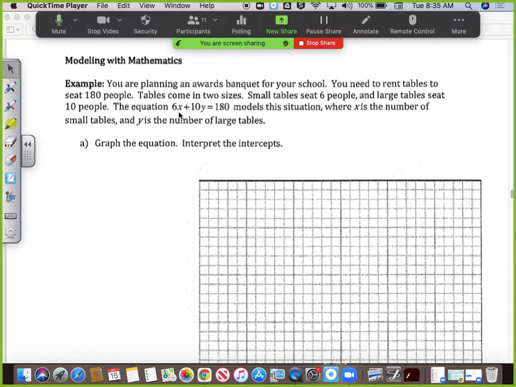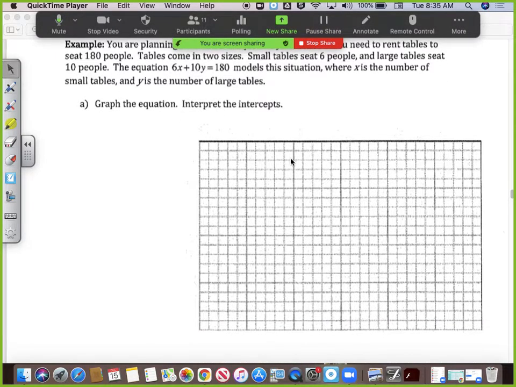The equation 6x plus 10y equals 180 models this situation where x is the number of small tables and y is the number of large tables. So they want us to graph the equation and interpret the intercepts. So what we will be doing is first finding your x and y intercepts for this problem and then using that to graph it. So the equation is 6x plus 10y equals 180. And we're going to be finding two things, the x-intercept and the y-intercept.